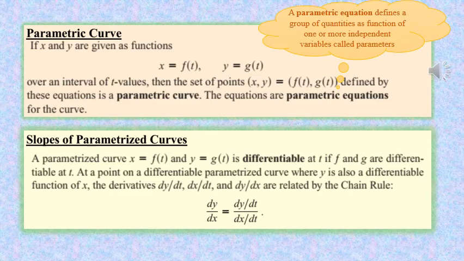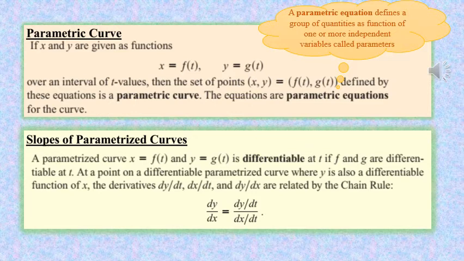Now we have the parametric curve and the parametric equations. If x and y are the given functions such as x equals f of t and y equals g of t, here x and y are both dependent variables, and these dependent variables depend upon the independent variable, that is t. If x and y are given functions over an interval of t values, then the set of points x equals f of t, y equals g of t defined by these equations is a parametric curve. The equations are parametric equations for the curve.